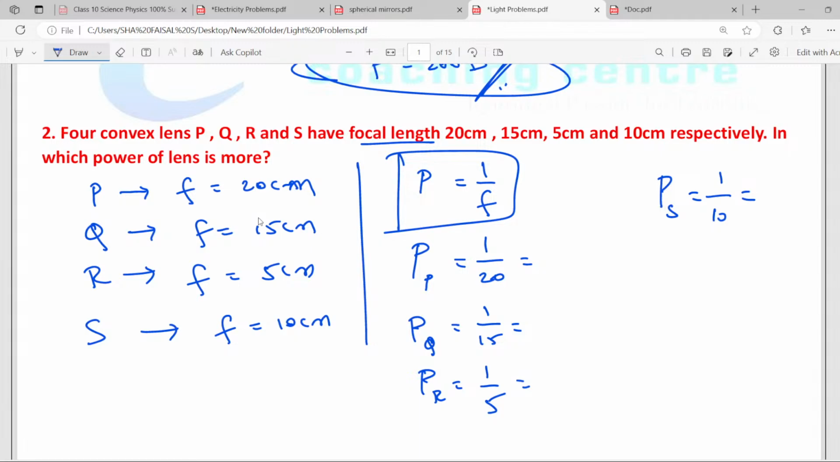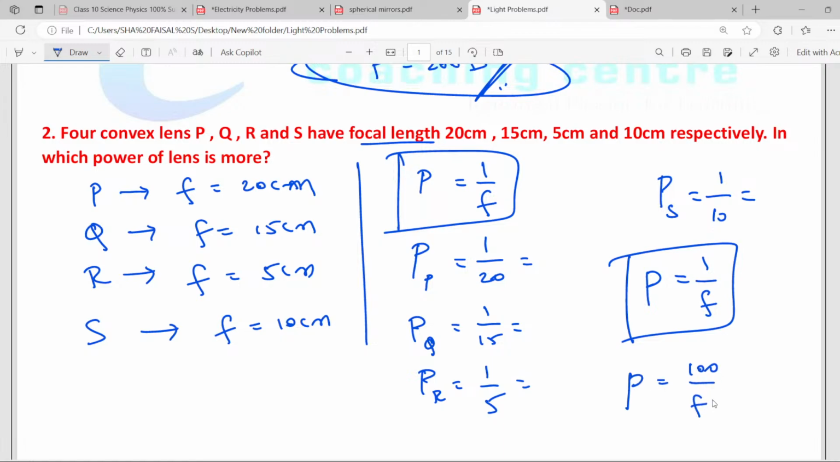Children, one small change. If the focal length is given in meters, use P equals 1 by F, and if it is in centimeters, P is equal to 100 by F. So P is equal to 1 by F when the focal length is given in meters.